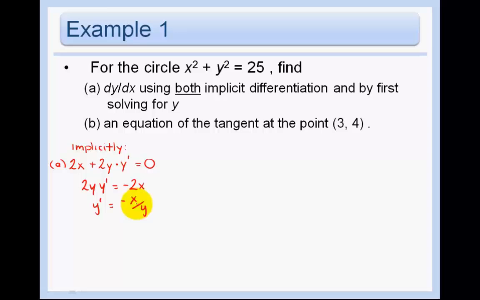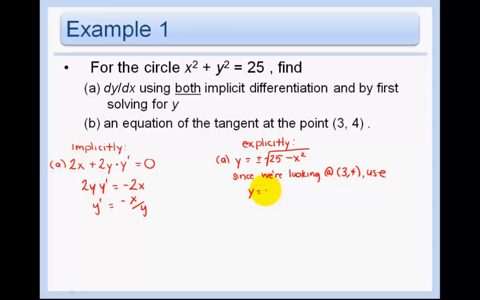Let's go ahead and do that explicitly. So we would get y equals plus or minus the square root of 25 minus x squared. Look at the second question. We're going to try and find an equation of the tangent line at the point 3, 4. Since we're looking at 3, 4, we're going to just use y equals the positive one, since we're definitely on the upper half of our semicircle.